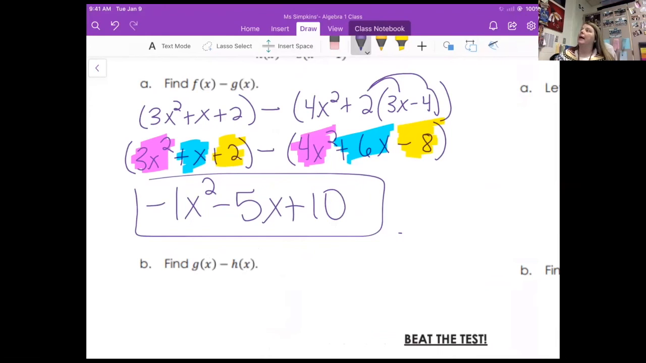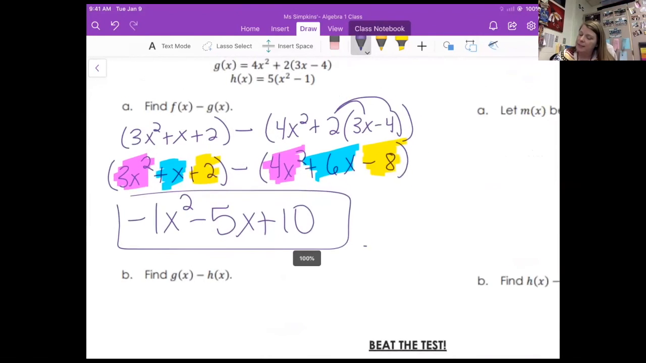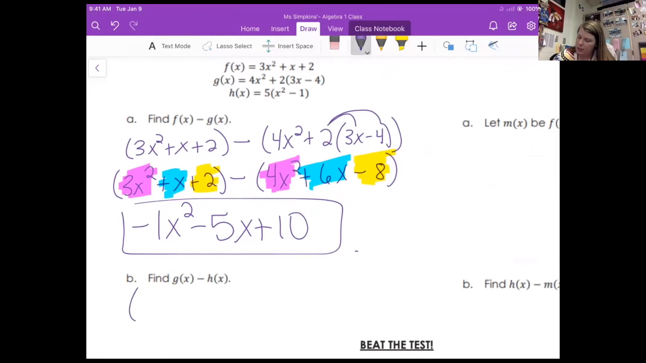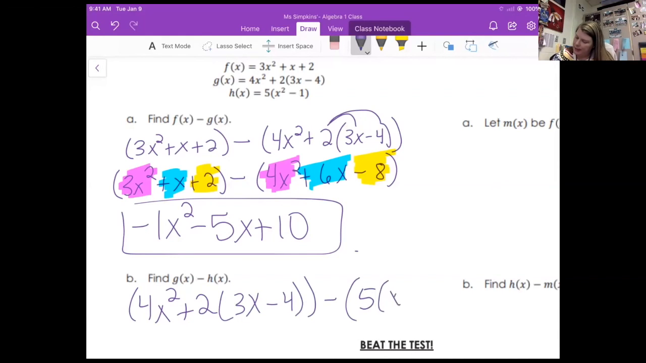G of x minus h of x. G of x minus h of x. So let's start with g. So 4x squared plus 2 times 3x minus 4 minus 5 times x squared minus 1.